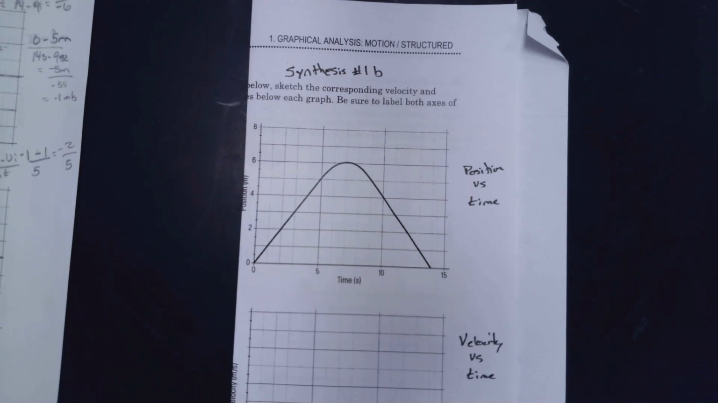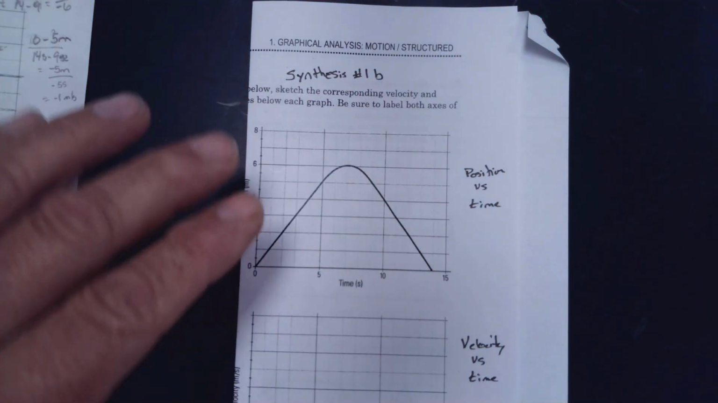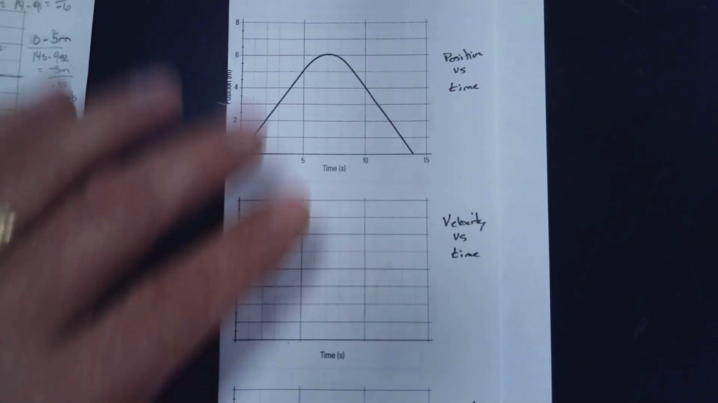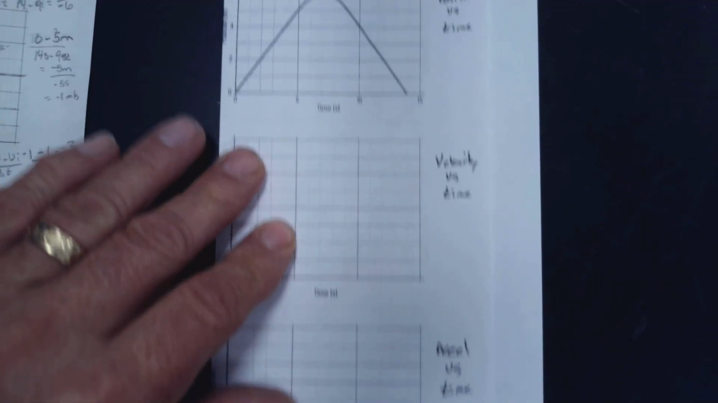All right, this is AP Physics. We are in Unit 1, and we're doing our Graphical Analysis Motion Lab, and I am doing the second part of the synthesis question, so I'm just going to call it number 1B. And we need to translate our position versus time graph to a velocity one down to an acceleration one.